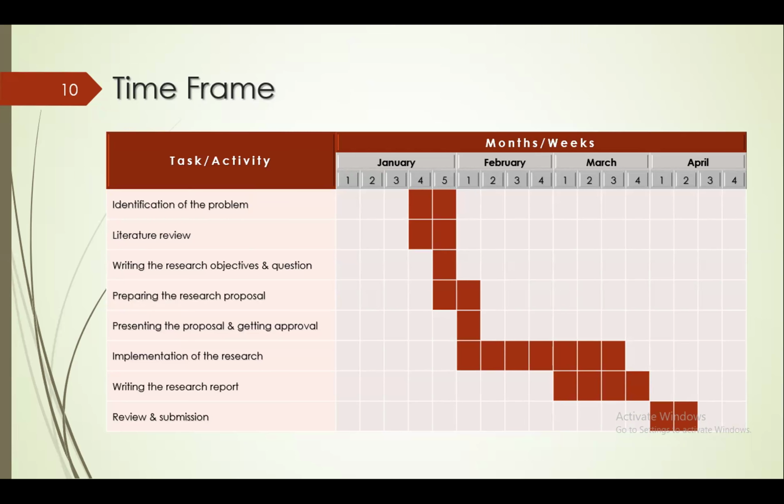Upon approval, the research implementation takes place throughout March 1st to 4th weeks, where intervention strategies are applied in grade 9 classrooms. The research report is written from March 4th week to April 1st to 3rd week, analyzing findings and discussing their impact. Finally, the study undergoes review and submission in the 4th week of April, ensuring accuracy and cohesion before completion.